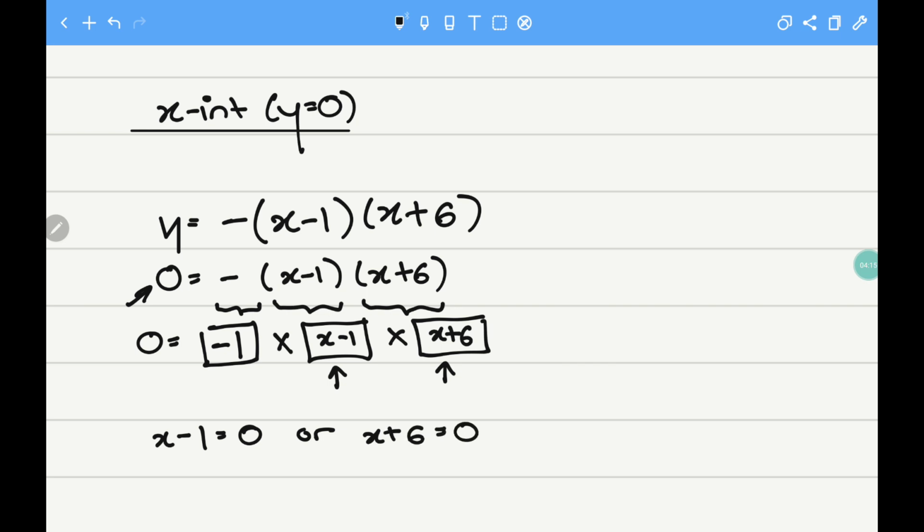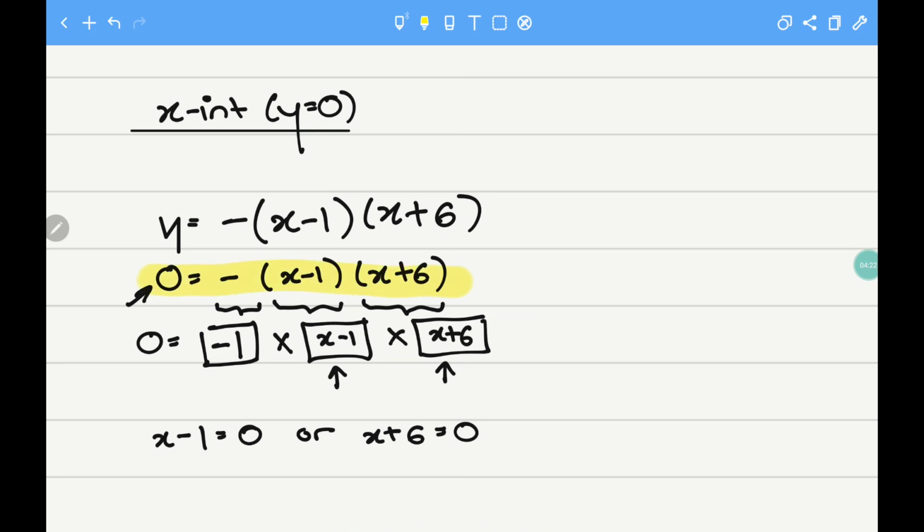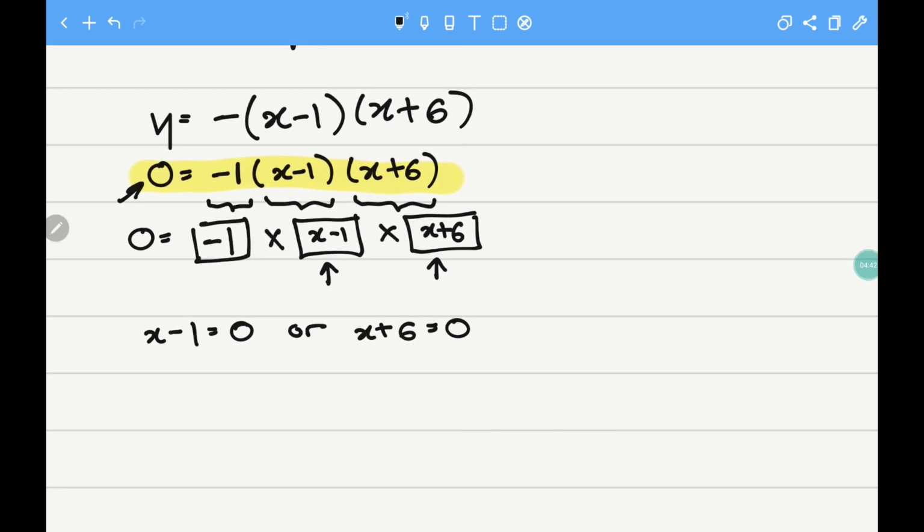So in short, the next time when you see this question, just remember the negative sign in front doesn't affect you solving for x, because it's a constant. The first one is negative 1 times the other two boxes equals 0. Therefore, the second or third one must be 0. Now next, let's solve for x. So you have x equals 1 or x equals negative 6.